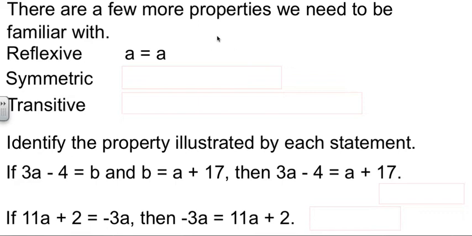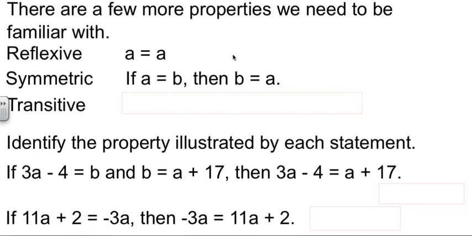Sometimes you'll hear me call this the department of duh. A number is equal to itself, really? 4 equals 4? Never would have guessed. But that's called the reflexive property. The symmetric property says I can switch sides of the equation. If a is equal to b, then b is also equal to a.